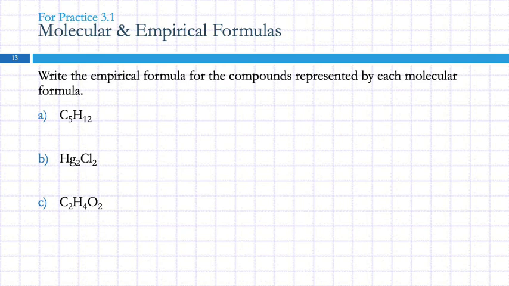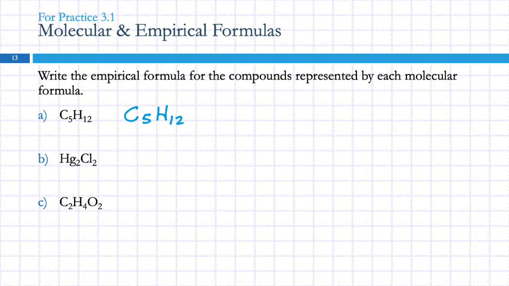So this is something you should be able to do. This is a possible type of exam question. Write the empirical formula for the compounds represented by each molecular formula. So we're looking for, can we reduce the ratio? So this first one, what's the ratio of carbon to hydrogen? It's 5 to 12. Can that be simplified? No. So the empirical formula is the same. It's just going to be C5H12.